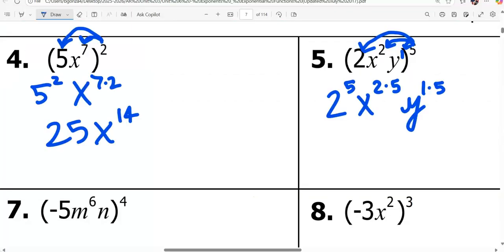All right, back on track here. So 2 to the 5th is 2 times 2 times 2 times 2 times 2, which is 32. 2 times 5 in the top here is what? 10. And then 1 times 5 up here is 5. Quit saying random numbers.